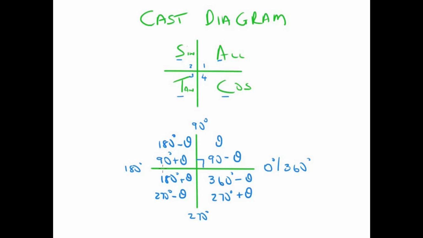Okay, so you see, we are either taking the 180 degrees and subtracting the angle, or we are taking the 90 degrees and adding the angle. That's how we refer to angles in the second quadrant. And then we have 270 degrees, so it would be 270 minus to the left, but 270 plus when we move towards the 0 or 360 degree line. Okay, do you understand that?